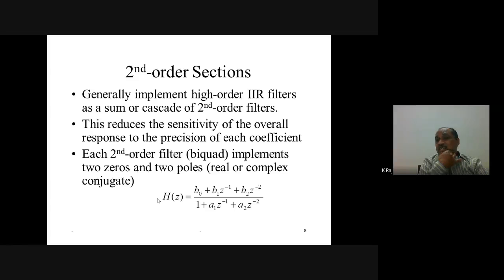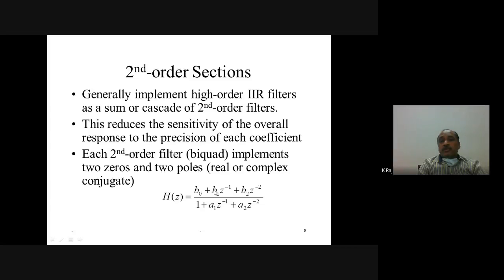Now, if we see a second order section of the IIR filter, naturally there will be two delays related to the input and two delays related to the output. Why do we use the first order section and second order section? Generally, we implement high order IIR filters as a cascade of second order and first order filters. Why? This reduces the sensitivity of the overall response to the precision of each coefficient.